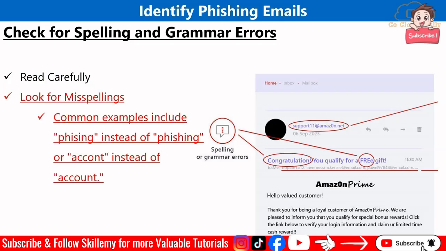Next one is look for misspellings. Watch out for words that are misspelled or spelled incorrectly. Phishing emails often contain spelling mistakes because they are hastily written and not thoroughly proofread. Common examples include phishing instead of fishing or account instead of account, right? This is just an example.